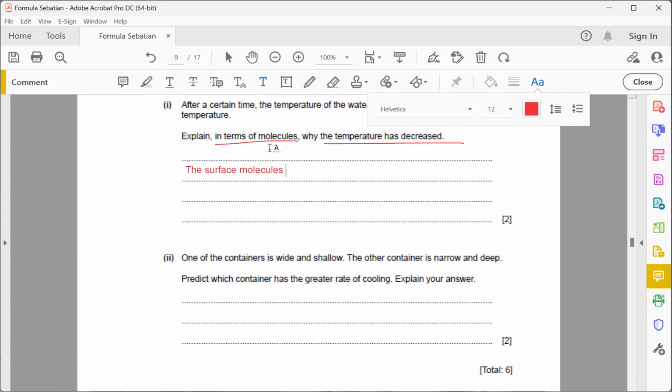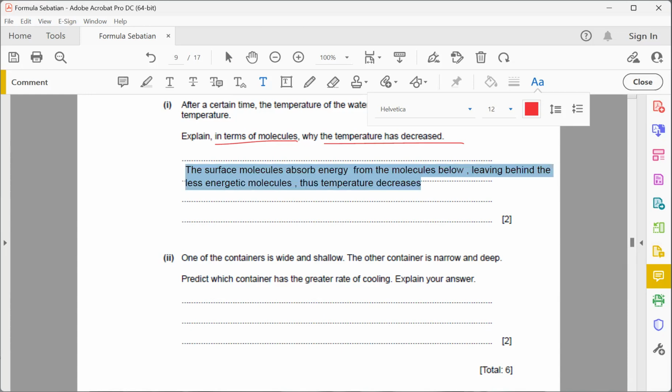Once again, if they write molecules here, you write molecules. If they write particles here, you write particles. Surface molecules absorb energy from the molecules below, leaving behind the less energetic ones, as temperature increases. Temperature decreases. Something along these lines. Doesn't have to be word by word.